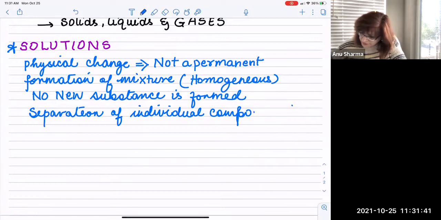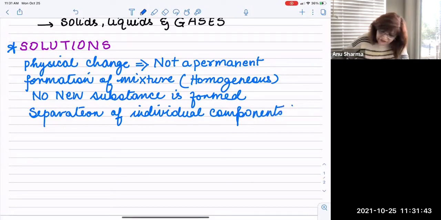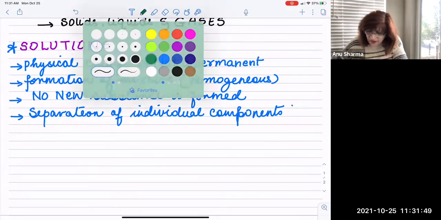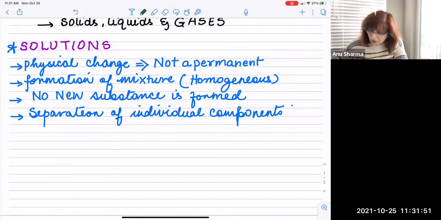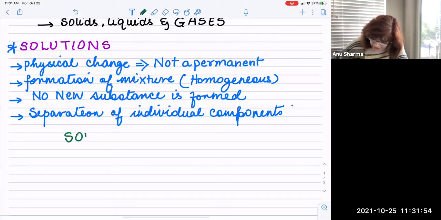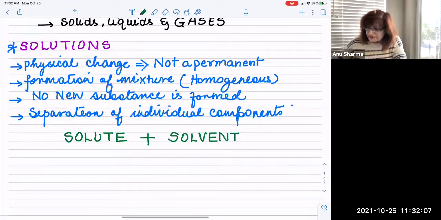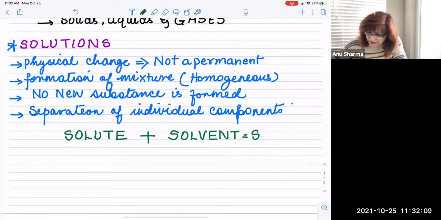All right, so this is a very basic idea of what a solution is. Solutions are made up of two main components. One is the solute, S-O-L-U-T-E, and the other is the solvent. When the solute mixes with the solvent, then a solution is formed.